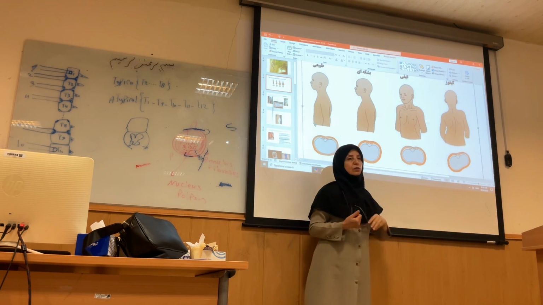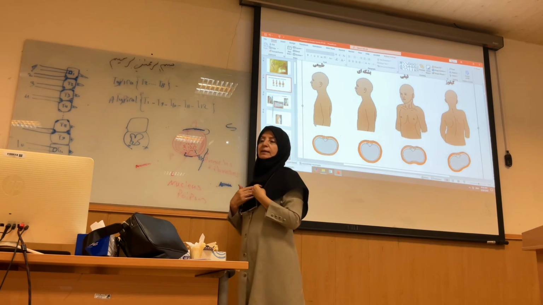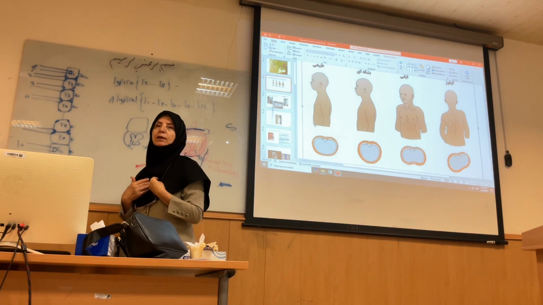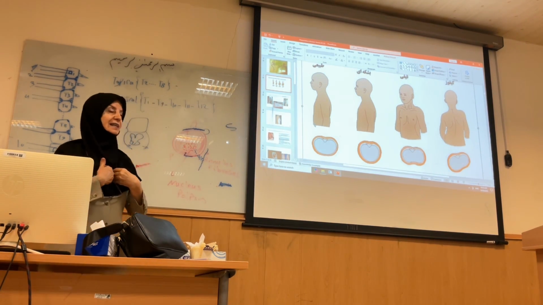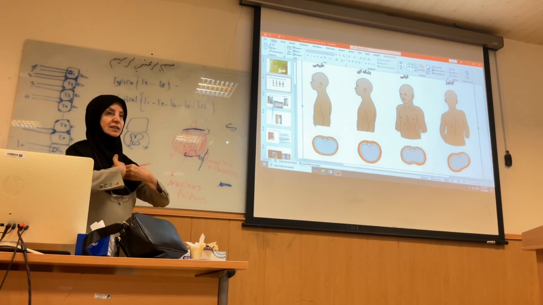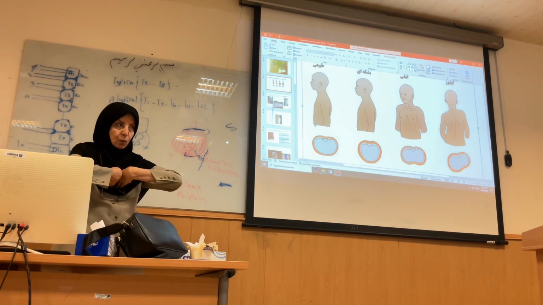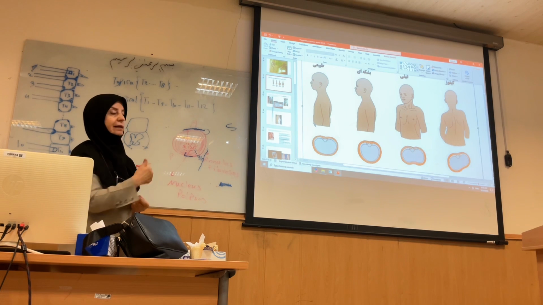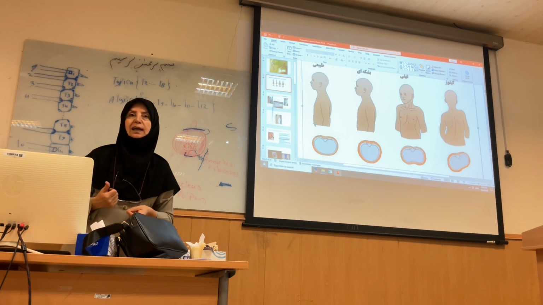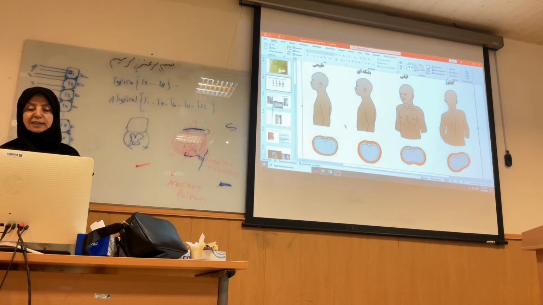Here you are going to find, remember, funnel chest. As I explained for you, in funnel chest, the sternum goes backward. And kyphosis in the thorax, in the chest, or scoliosis, is going to change this transverse section, the form and shape of the thorax.